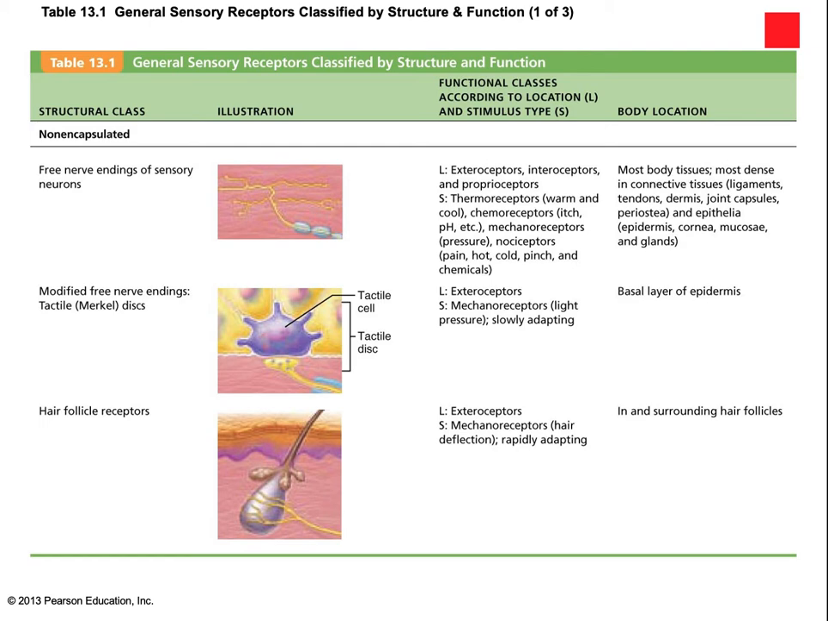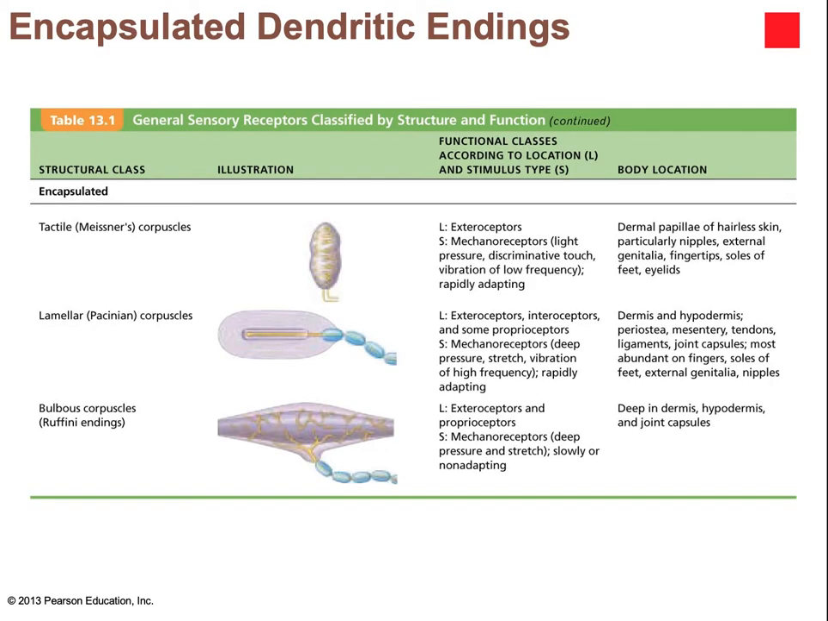Vanilloid receptors are ion channels that can be opened by heat or low pH or chemicals. They respond to pinching, chemicals from damaged tissue, capsaicin oil, which is the stuff that makes the burn in hot peppers. Light touch receptors, Merkel discs, and hair follicle receptors are also examples of these unencapsulated dendritic endings. Okay?